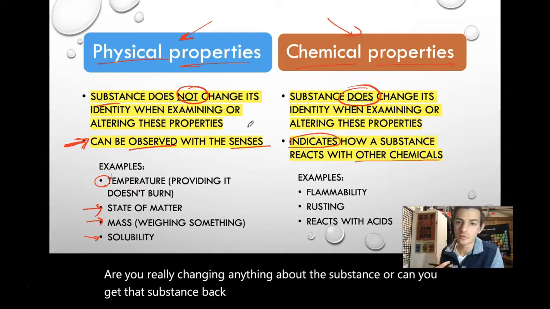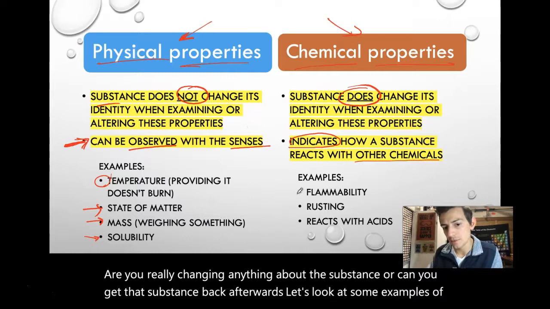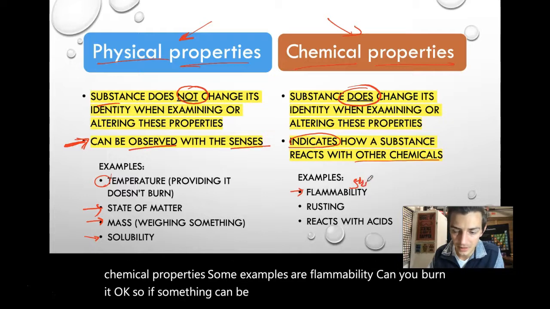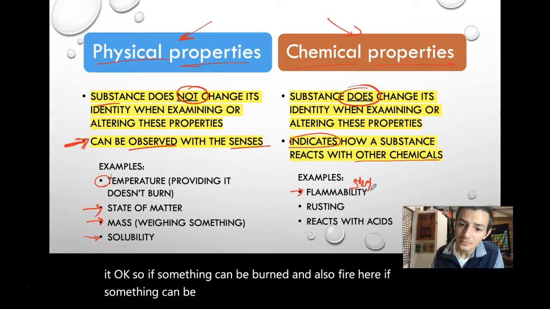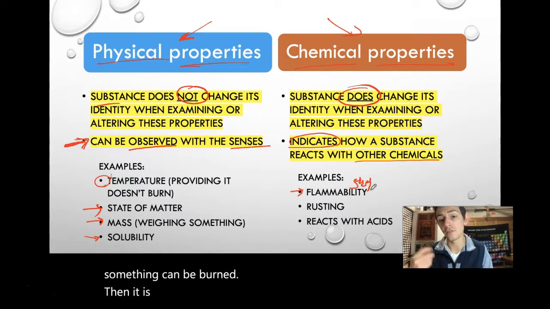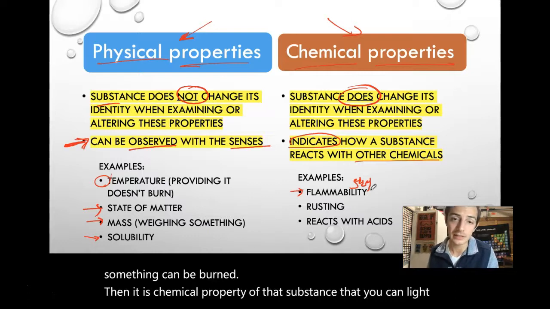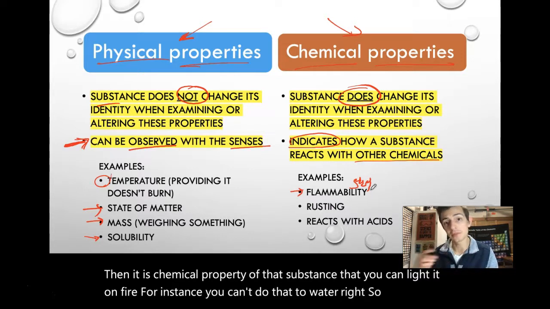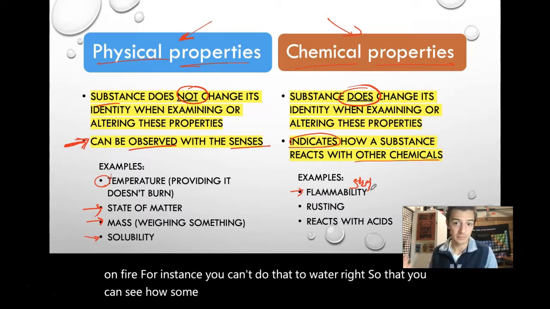Let's look at some examples of chemical properties. Some examples are flammability. Can you burn it? Okay, so if something can be burned, I'm going to draw some fire here. If something can be burned, then it is a chemical property of that substance that you can light it on fire, for instance. You can't do that to water, right? So you can see how some substances won't burn because they don't do that. That's part of their chemical nature.